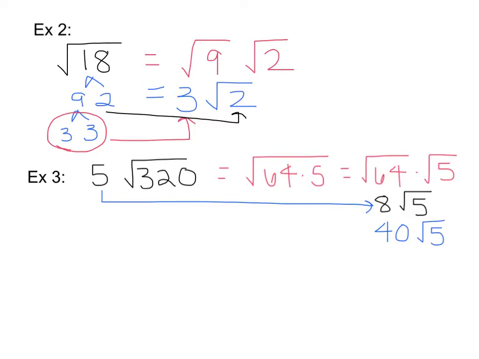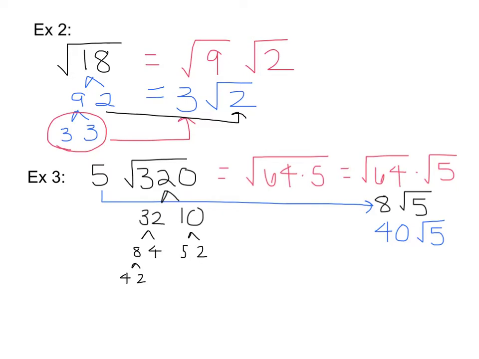Let's do the factor tree way now, since that'll give you the same answer. So I know 32 times 10 gives me 320. Now we need to break down 32 and we need to break down 10. So 32 is 8 and 4, 8 is 4 and 2, 10 is 5 and 2.